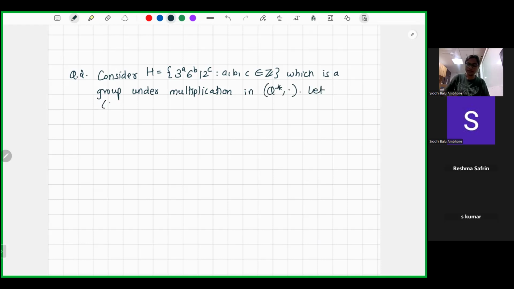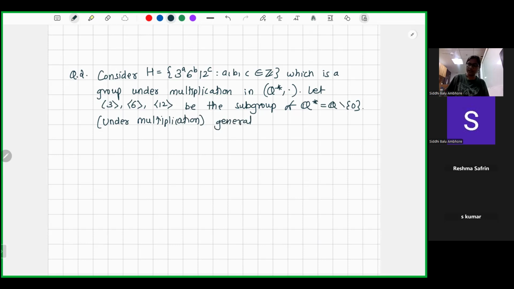And let these 3, 6, and 12 be the groups generated by 3, 6, and 12, be the subgroups of Q star. Q star is Q minus 0, I hope you all know. Again, Q star is under multiplication, and as I said, they are generated by 3, 6, and 12 respectively.